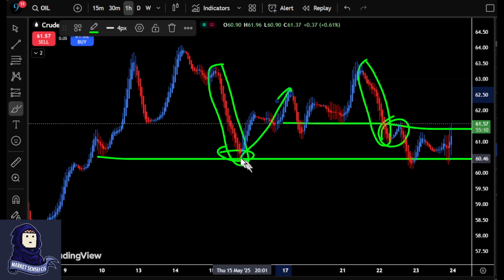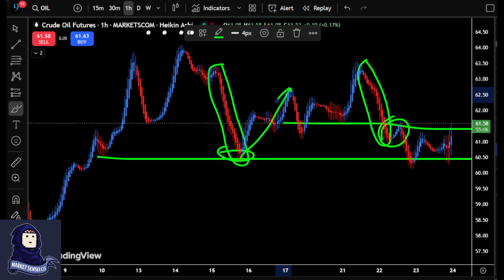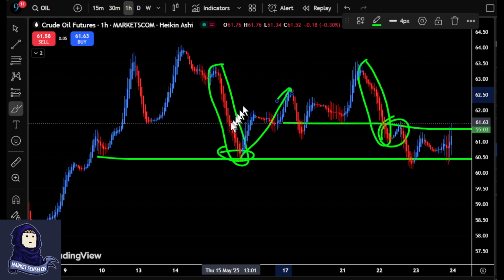So if you're buying this crude oil, by the way, crude oil futures, when it goes down to here and you buy it around $61, and it goes all the way up to around $62.72. So it went up quite a lot in an hour.